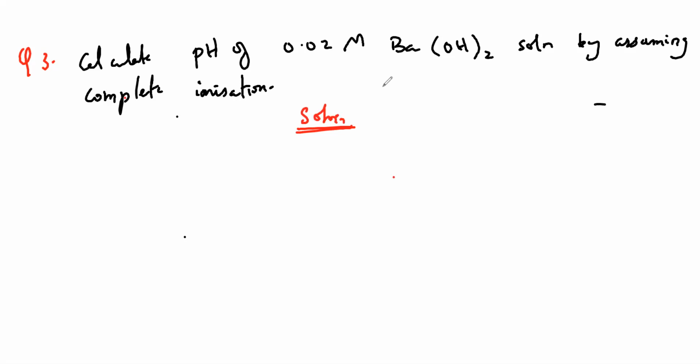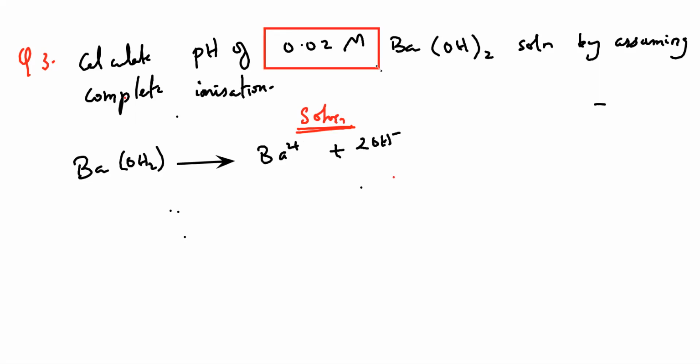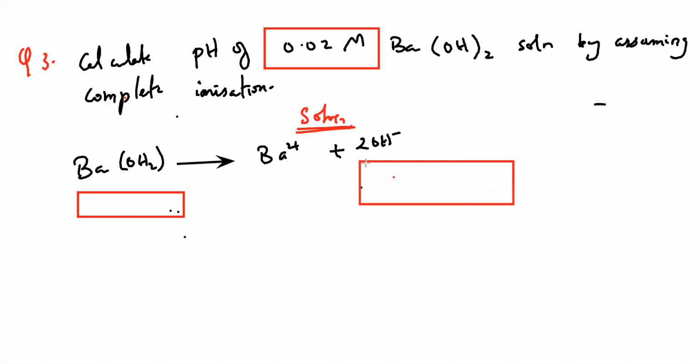So first thing for us, we have to write the balanced chemical equation. Ba(OH)2 will give me what? Ba2 plus and 2OH minus. Now from the question itself, we will take 0.02 M. That I have to substitute here, 0.02 M, as well as in the OH minus.